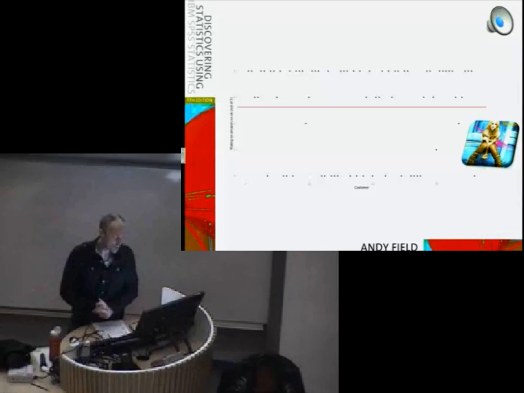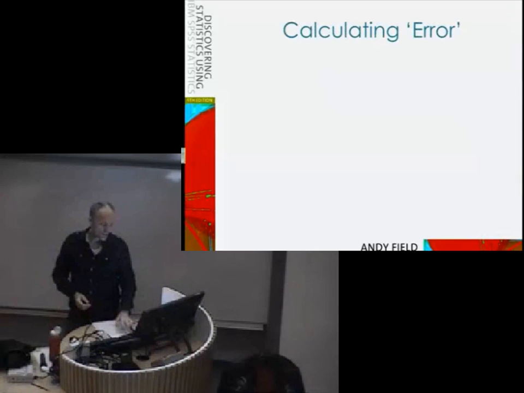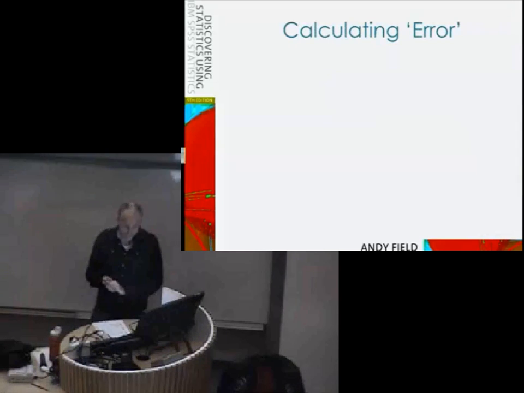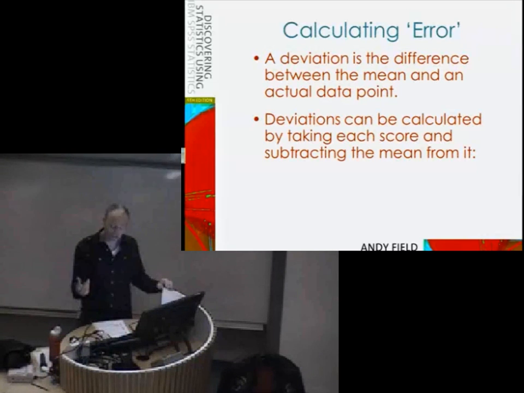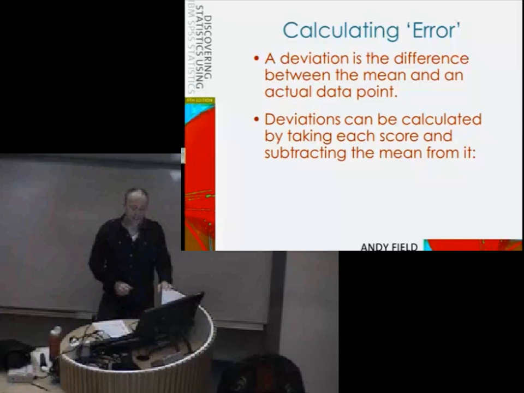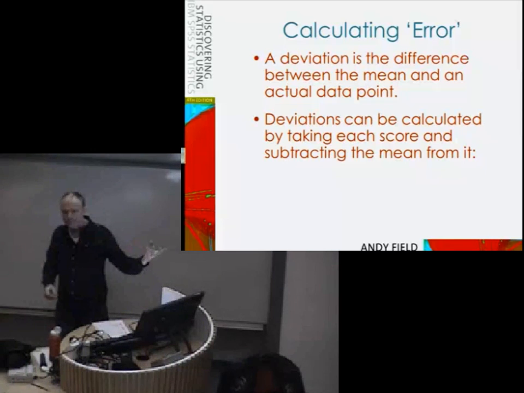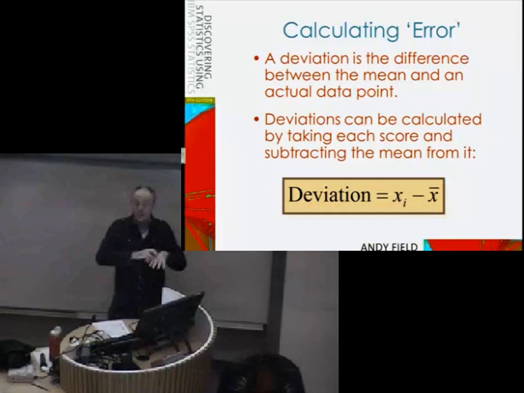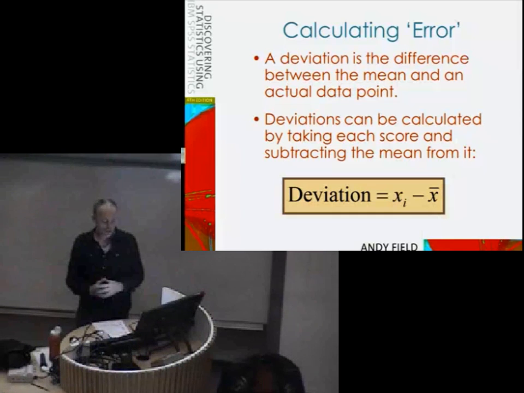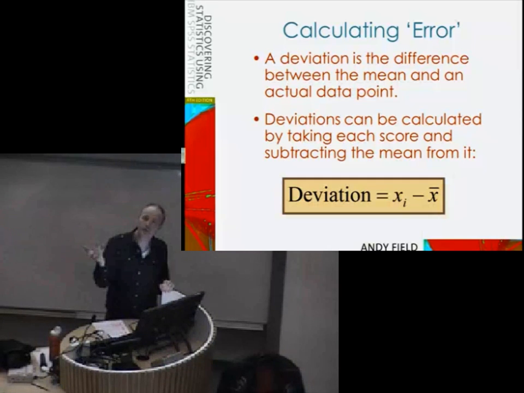So how do we calculate error? How do we calculate fit? Well, what we do is we use what are known as deviations. Deviations are just the difference between what you predict from your model and what you actually observed in the data. So it's pretty straightforward. A deviation, in the context of the mean, is just the score you observed, the xi, minus the mean, which is the x bar. You can generalize this, if you're not looking at the mean, to what you actually observed minus what your model predicts. So it's just the difference between prediction and what you actually got in your data.